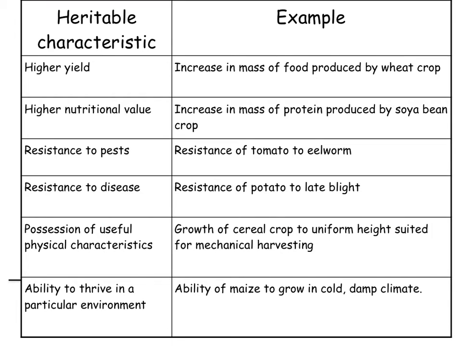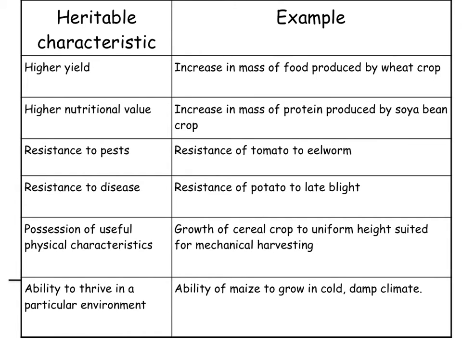So here's some examples of hereditable characteristics that you might want to be selectively breeding for. You might be looking for a higher yield in your crop, so an increased mass of food from a wheat crop, for example, or some other crop. Or you might want to have a higher nutritional value in it, so you might want more protein, for example, in a soybean crop, or you maybe want more vitamins in it.